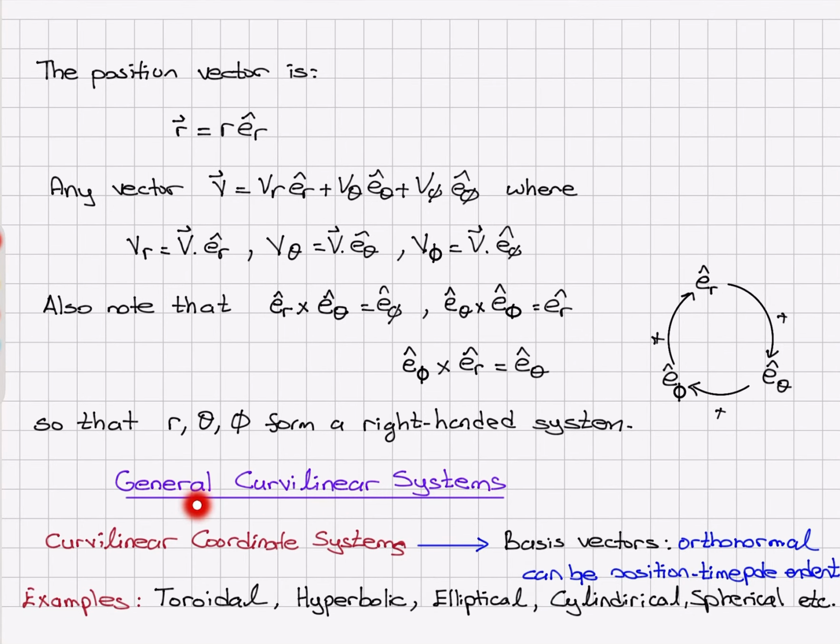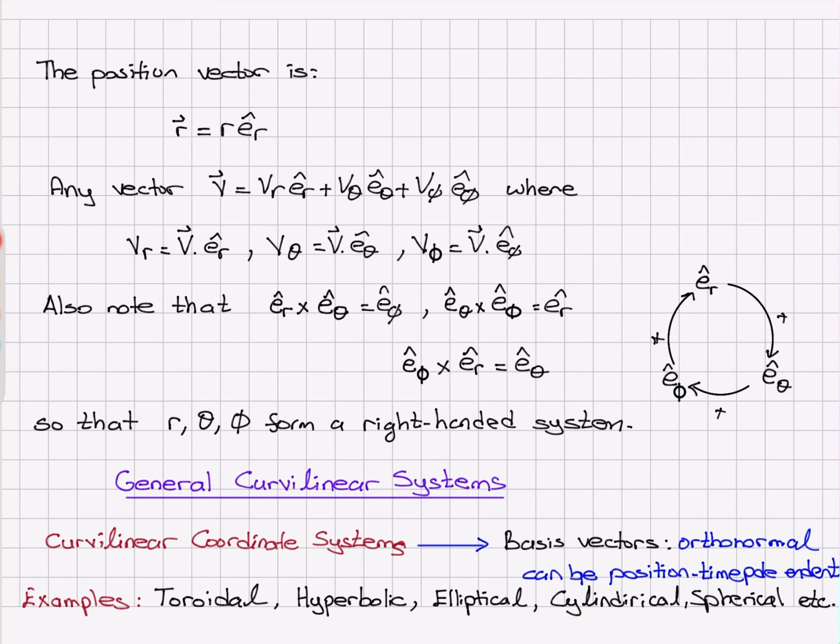Now we're going to talk about general curvilinear systems. Curvilinear systems have basis vectors that are orthonormal and that can be position dependent, as we have discussed for the case of cylindrical coordinate systems and spherical coordinate systems. There are other examples of curvilinear systems such as toroidal, hyperbolic, elliptical, etc.